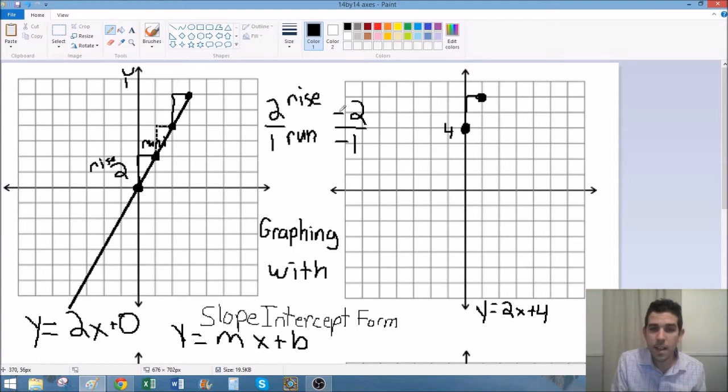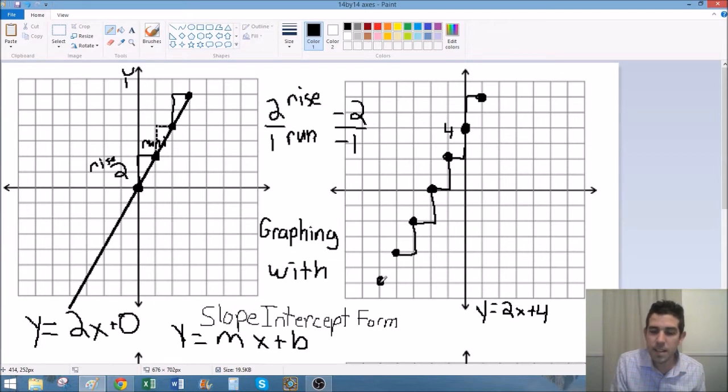Well, what happens if I had a negative rise? Well, a negative rise would take me down 2, and a negative run would take me back 1. That works also. So now I have negative rise 2, negative run 1. And look at this, the line can kind of build itself backwards.